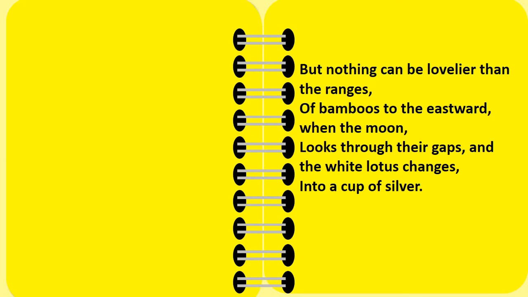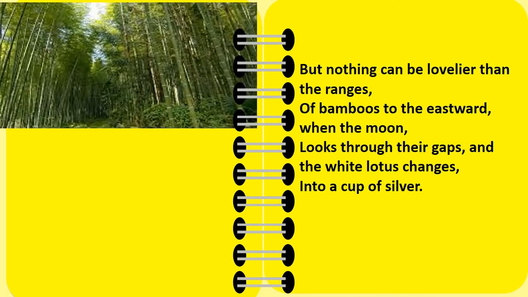But nothing can be lovelier than the ranges of bamboos to the eastward when the moon looks through their gaps. She says nothing can be lovelier than the ranges of bamboos. Ranges means lines and lines of bamboos. Nothing is more beautiful than this, which she is going to explain now. Bamboos are there everywhere in range, and there are little gaps through which we can look at the sky, and the moon is looking through those gaps.